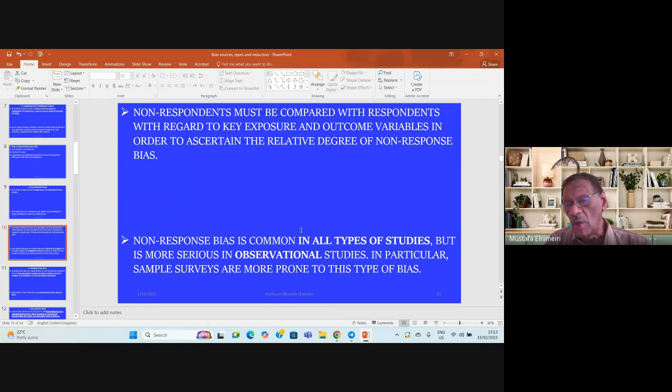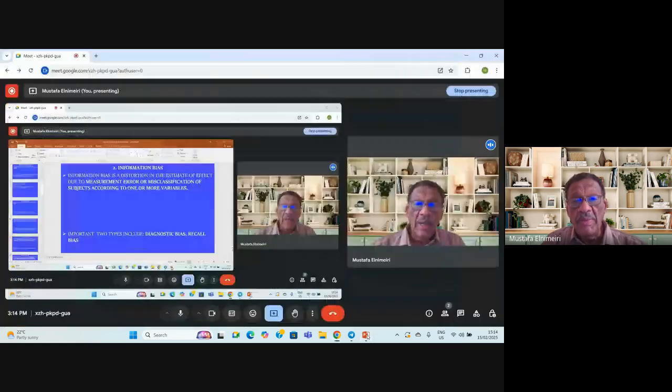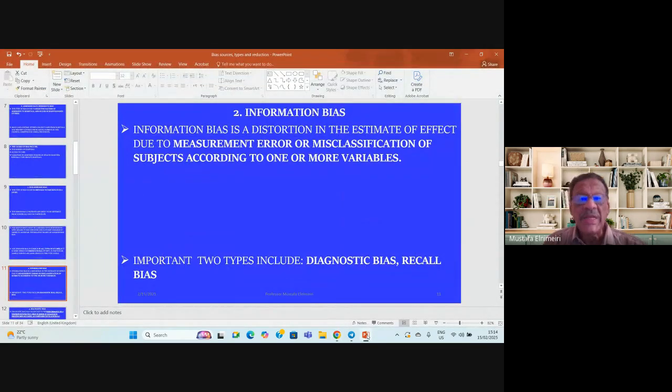Non-response bias is common in all types of studies, but is more serious in observational studies, particularly in cross-sectional surveys. They are always suffering from such non-response bias. Information bias is another source. It is a distortion in the estimate of effect due to measurement error or misclassification of subjects according to one or more variables. Well, we have here two important types of information bias: the diagnostic bias and the recall bias.